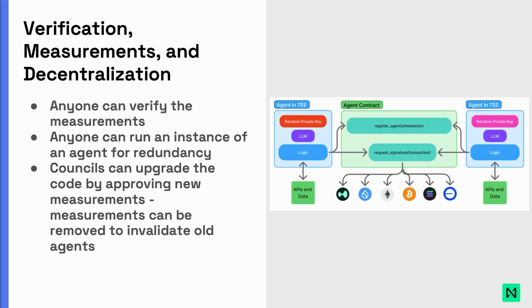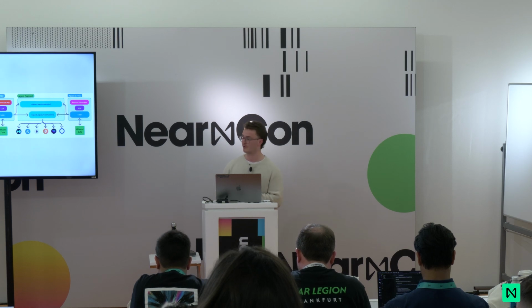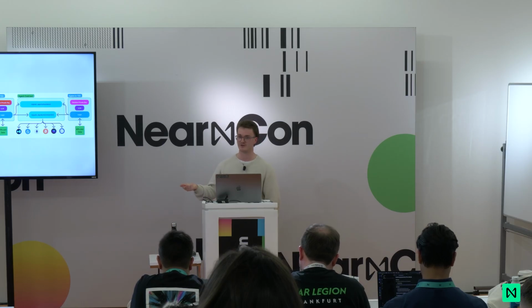And how it's actually verifiable and decentralized is that anyone can take the source code of the agent and compute its measurements and check that these measurements match the ones stored in the smart contract and the one that the agent is running. And you can just query this all on chain. And anyone can actually run their own instance of an agent, which is pretty cool. So if I give you the source code, you can run your own agent, you can register it, and you can sign transactions. And this is good for decentralization, redundancy, and even censorship issues.